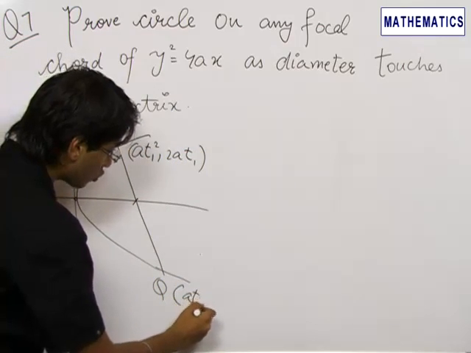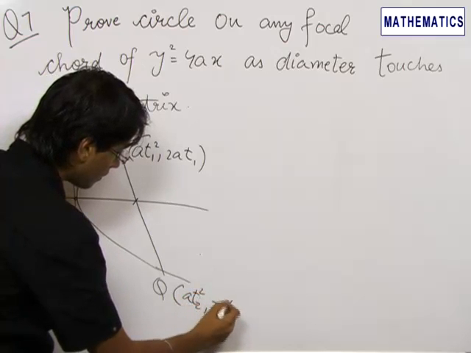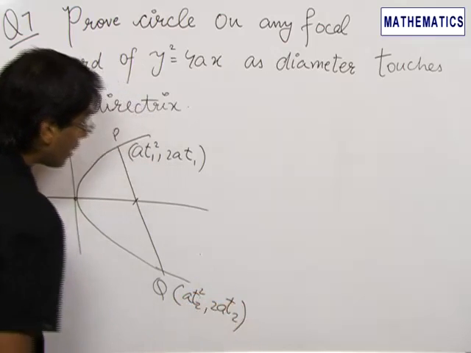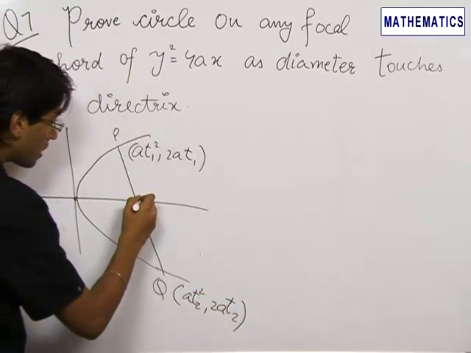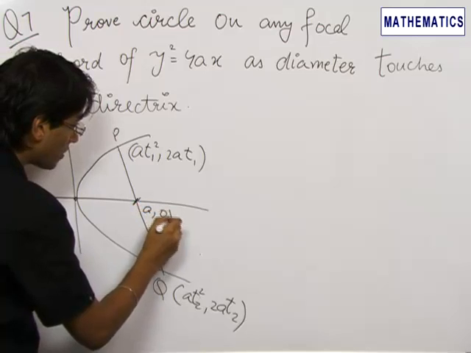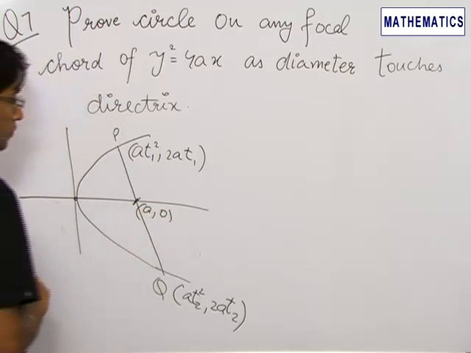This is at2 square comma 2at2. Here t1 and t2 are the two parameters, and this is the point a comma 0, which is the focus of the parabola.